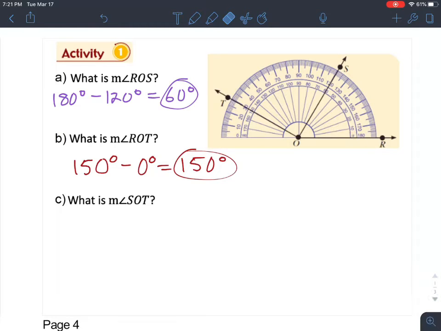Then the last one that we have is SOT. SOT is right here. This time I'm going to use the 30 there and the 120 there. If we subtract, we get 90 degrees. So it turns out that angle is a right angle.